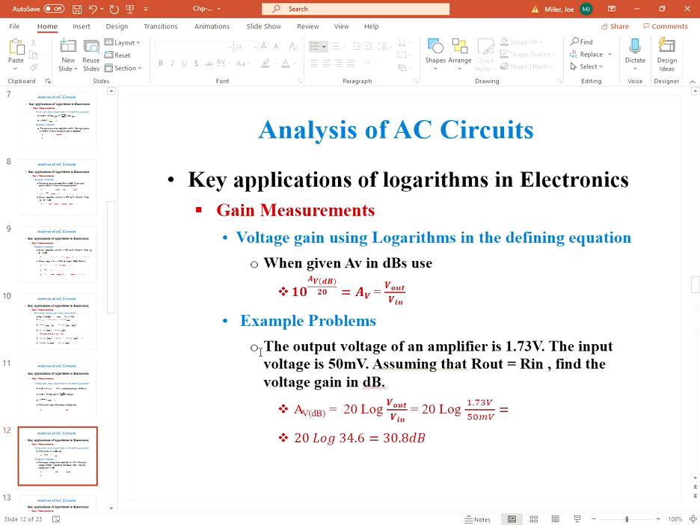Example problem. The output voltage of an amplifier is 1.73 volts. The input voltage is 50 millivolts. Assuming that R in equals R out, find voltage gain in dB. That would be A_V dB equals 20 log V out over V in. 1.73 divided by 50 millivolts, which would be 34.6. Take the log of that and then multiply by 20. And the answer comes out to 30.8 dB.